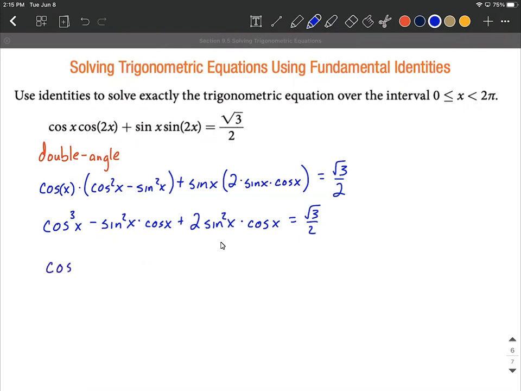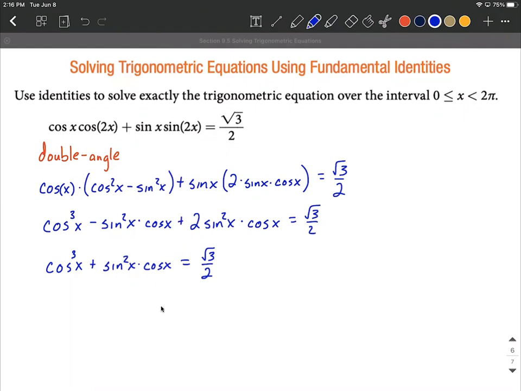So at this point, we have cosine cubed of x, and then we have 2 sine squared of x times cosine of x, minus 1 sine squared of x times cosine of x. That's going to leave us with positive 1 sine squared of x times cosine of x. Looks kind of complicated with sines and cosines, but really we have 2 of these. We're subtracting away 1 of the same thing. Just combine them together and got positive 1 sine squared of x times cosine of x.